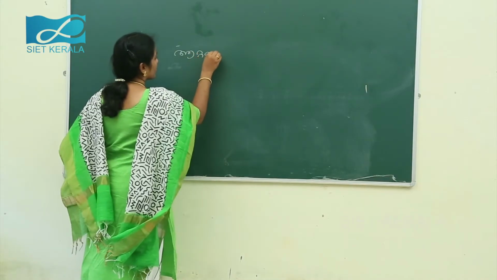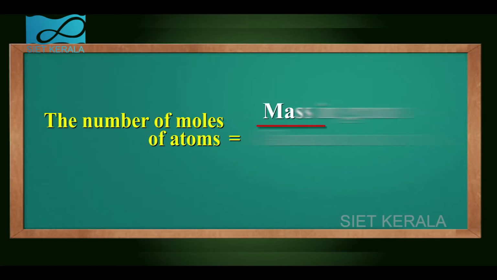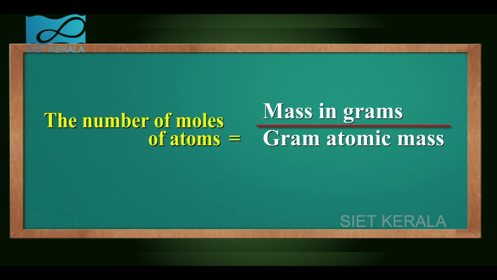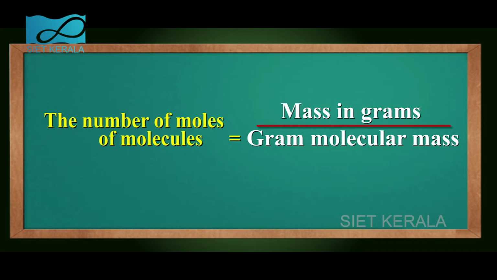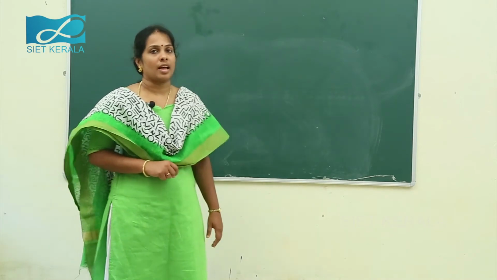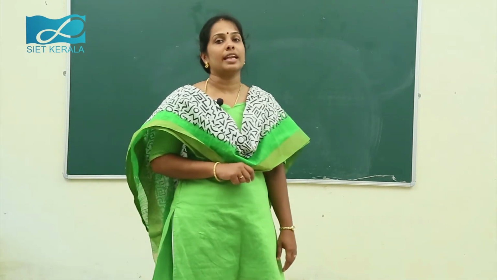In the same manner, to find out the number of moles of atoms, we use the formula: number of moles of atoms is equal to mass in grams divided by GAM. Similarly, to find out the number of moles of molecules of elements or compounds, number of moles of molecules is equal to mass in grams divided by GMM. Now, let us see how the mole number of the following is calculated.